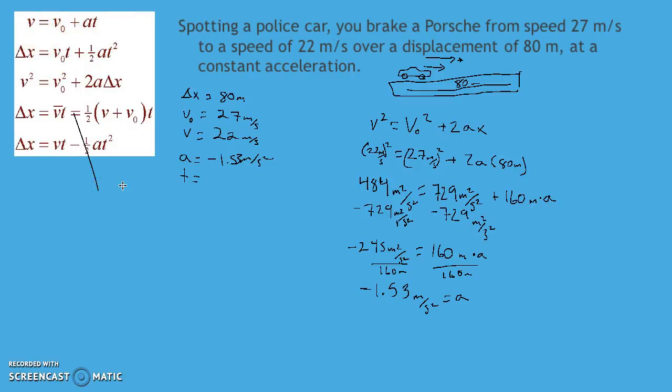Alright, so go ahead and actually find how much time it took to change speeds from 27 to 22 meters per second and to cover that displacement of 80 meters. You can choose whichever equation. Go ahead and tell me how much time and tell me which equation you used.